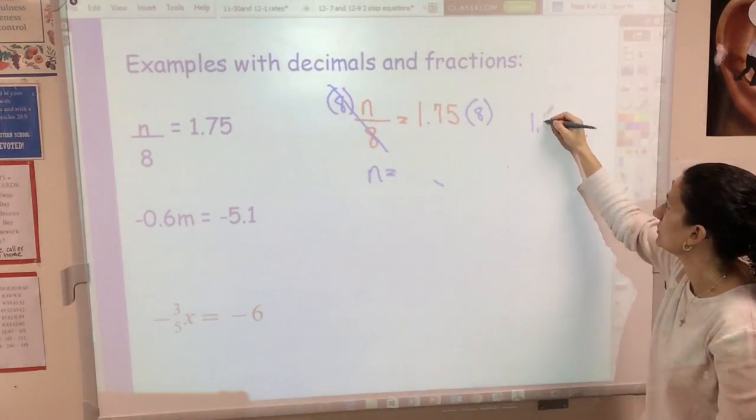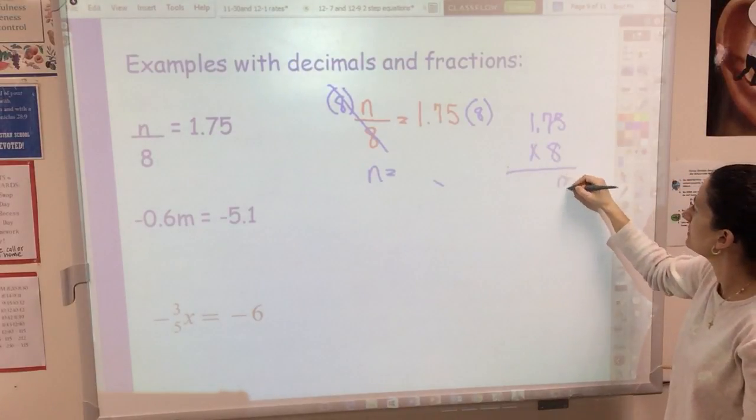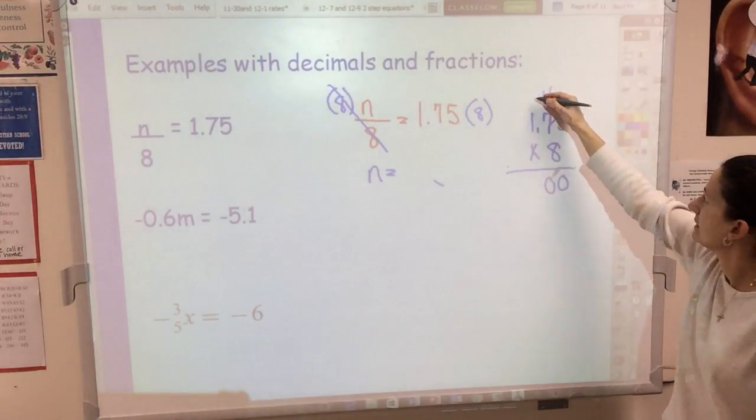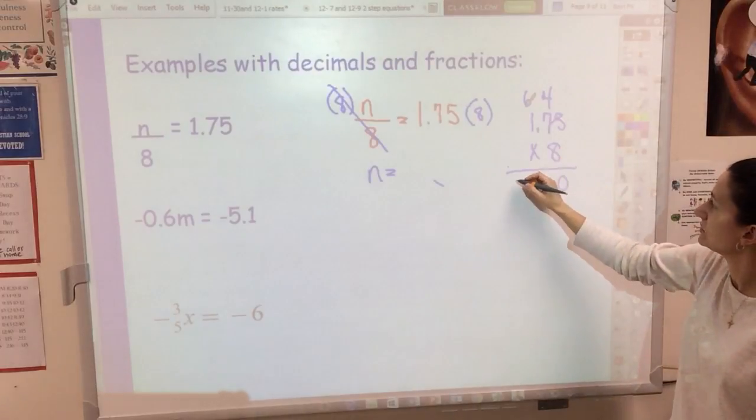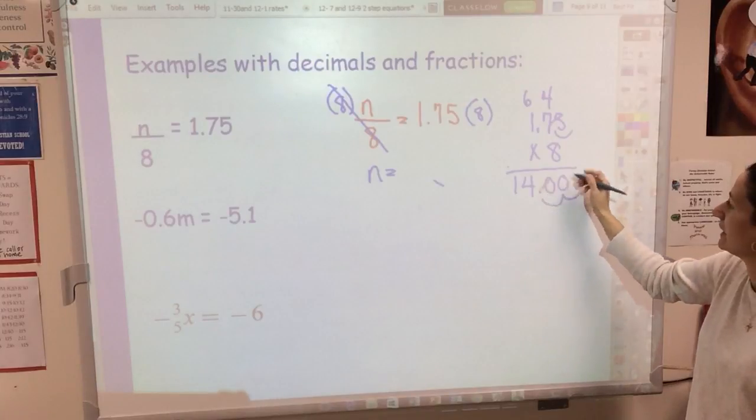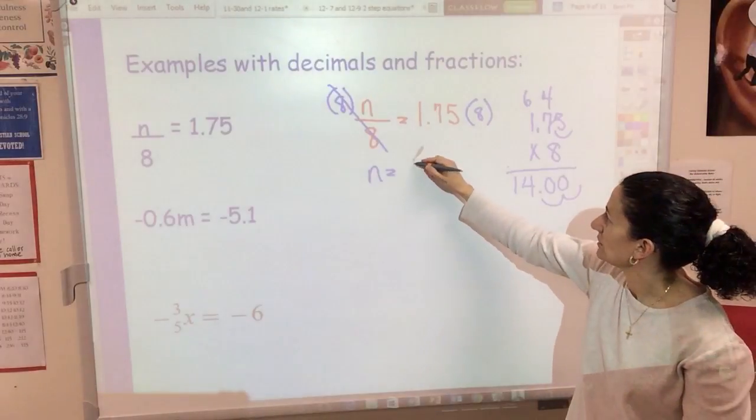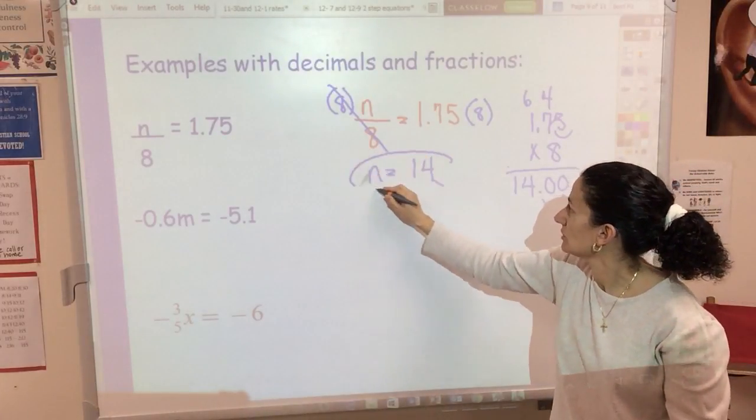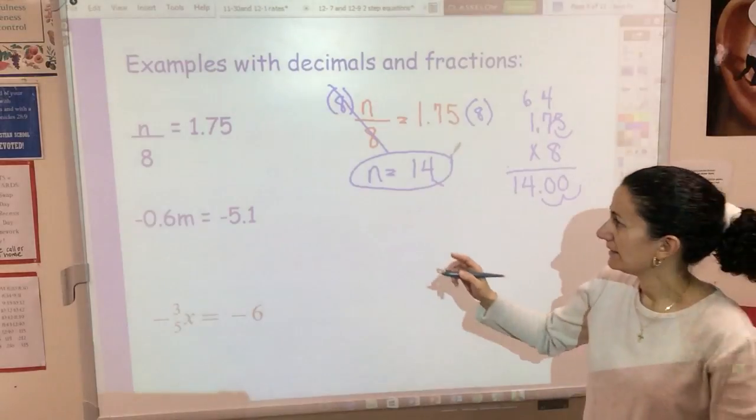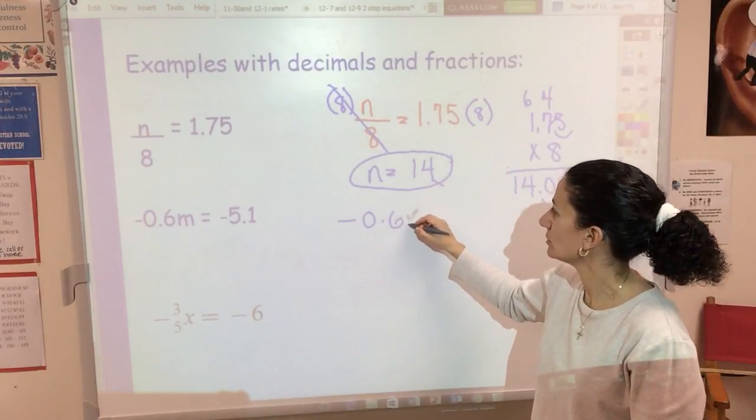When multiplying decimals, you do not have to line up the decimals. Multiply as usual. 5 times 8 is 40. 7 times 8 is 56 plus 4, which is 60. 1 times 8 is 8 plus 6, which is 14. And then place your decimal 2 times. Count all the digits behind the decimal point. And you can see your answer is going to be plain old 14. Make sure you check your signs. There were no negatives there.